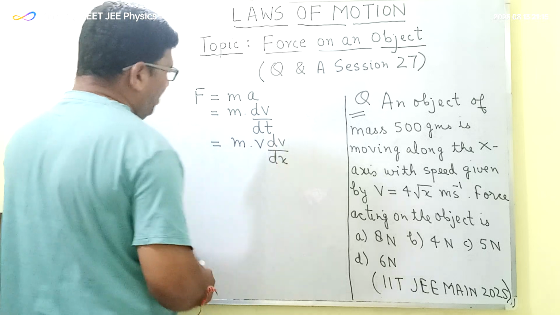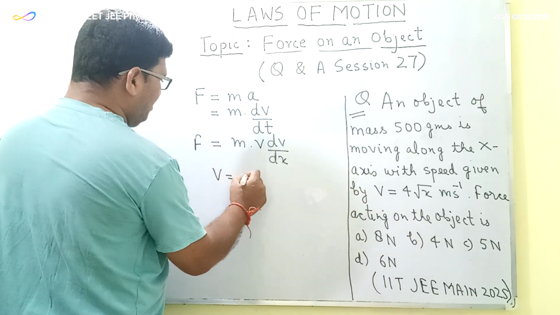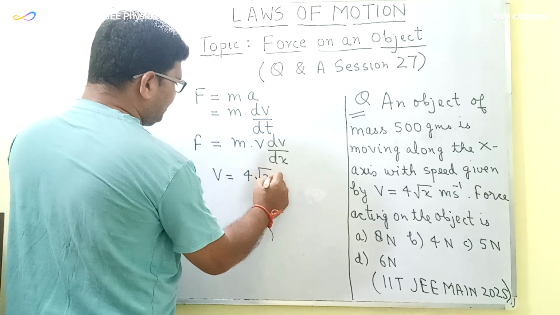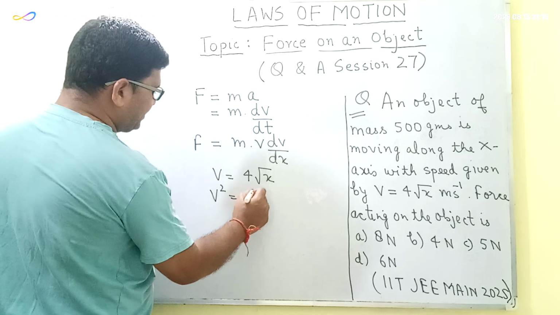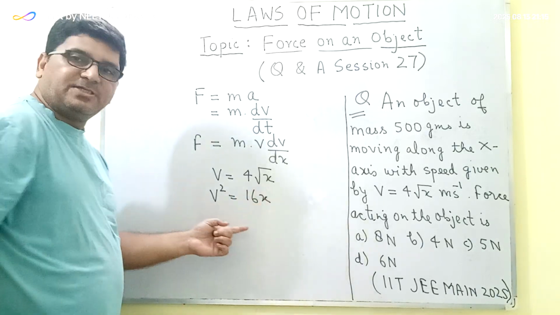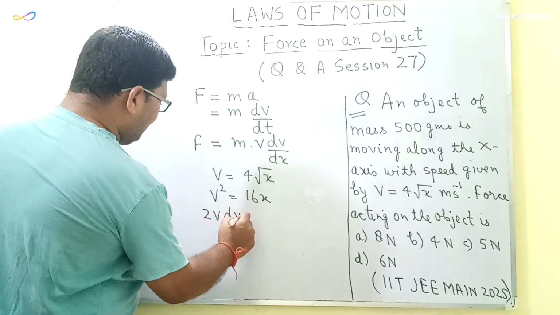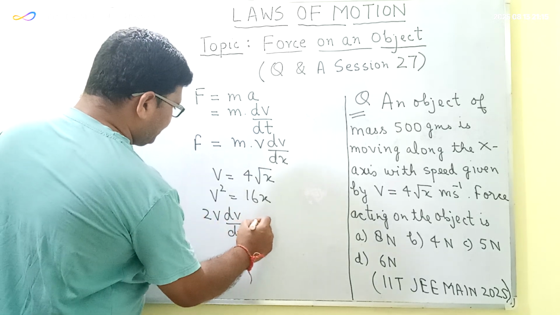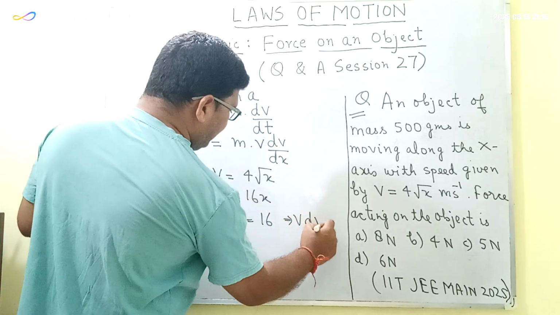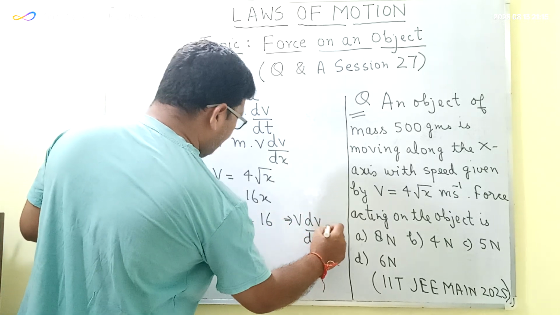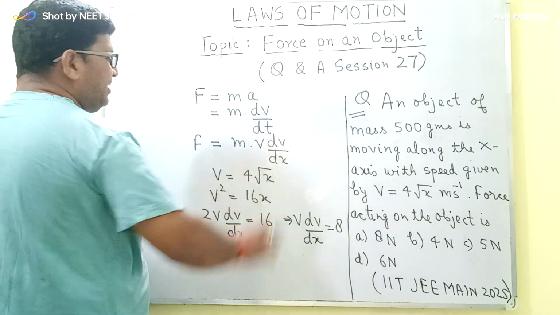M is already given to us. So from this equation, that is v is equal to 4 under root x, this can be further written as v square is equal to 16x. If I differentiate this equation with respect to x, then I will get 2v dv upon dx, which is equal to 16, or simply we can say that v dv upon dx is equal to 8. So we have found the value of v dv upon dx.